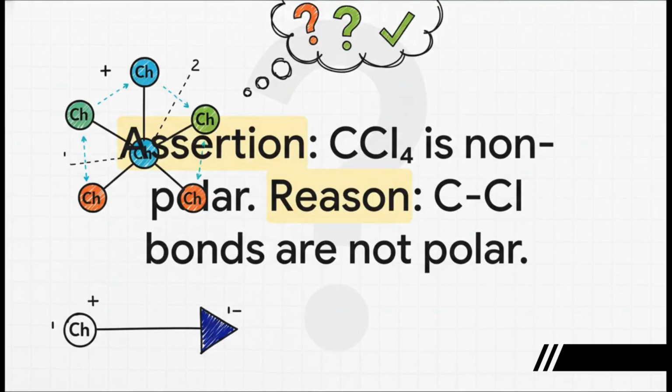Time for an assertion reason question. These can be tricky. The assertion A is CCl4 is a non-polar molecule. The reason R is the C-Cl bonds in CCl4 are not polar. Now think carefully. Is the assertion true? Is the reason true? And is the reason the correct explanation for the assertion? Pause and think it through.